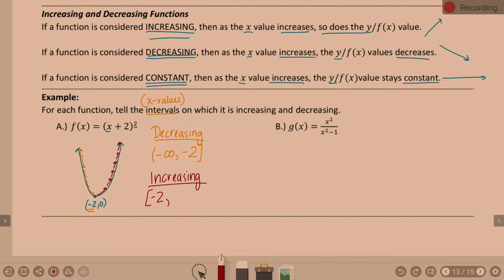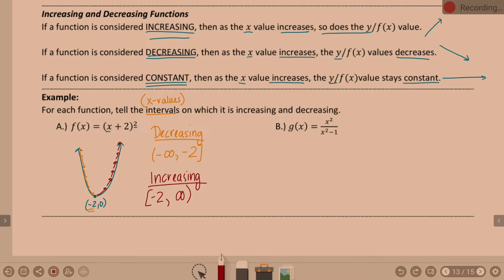When are we going to stop increasing? Yeah, as we go infinitely up, we're going infinitely right. And that is positive infinity. You can use the trace function on your calculator as well, if you're unsure about something, to turn the calculator on, to kind of follow along here.